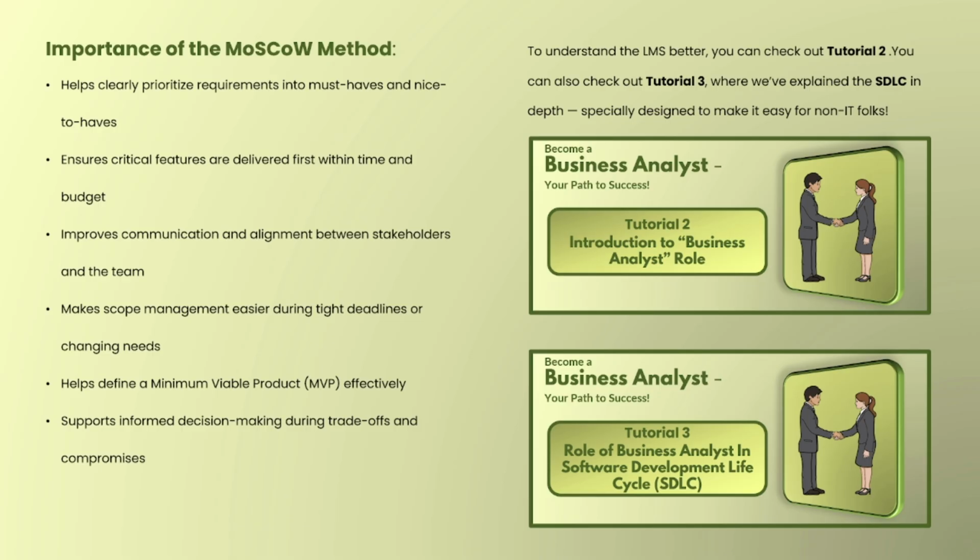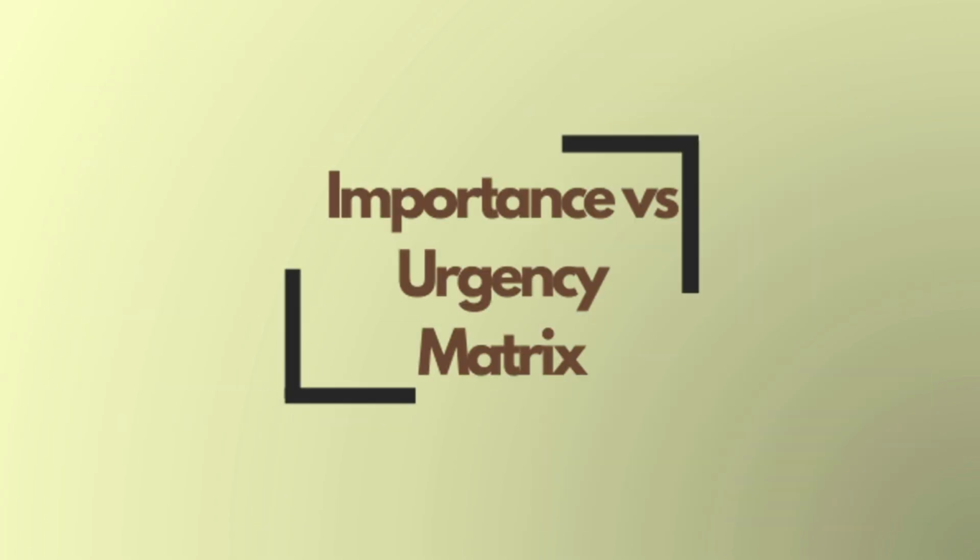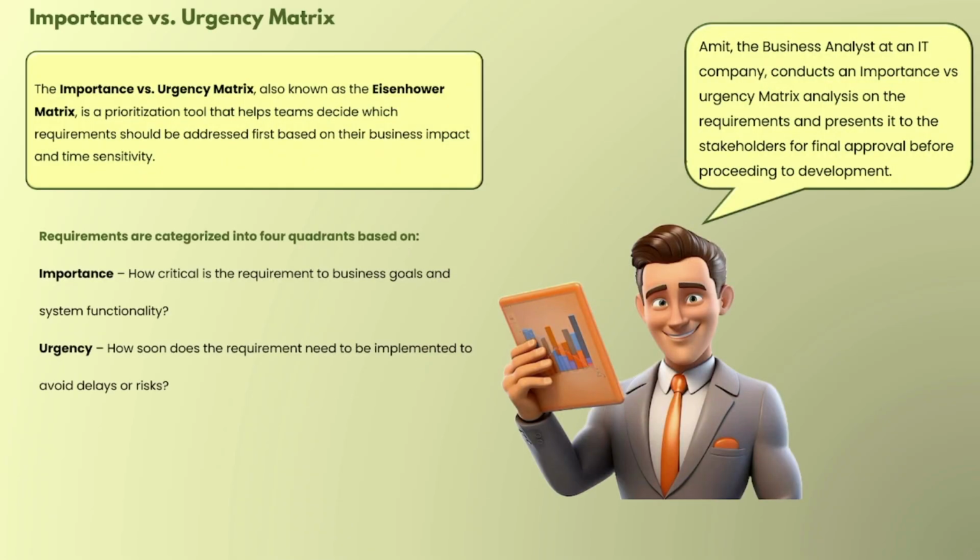Now let's check the last method of requirement prioritization, that is the importance versus urgency matrix. Well, the importance versus urgency matrix is quite self-explanatory. We will read it out fast. The importance versus urgency matrix, also known as the Eisenhower matrix, is a prioritization tool that helps teams decide which requirement should be addressed first based on their business impact and time sensitivity.